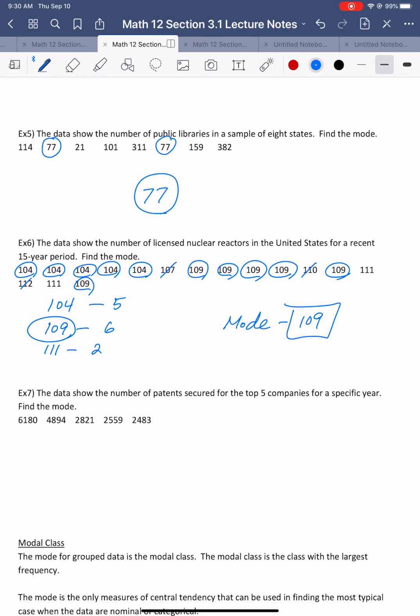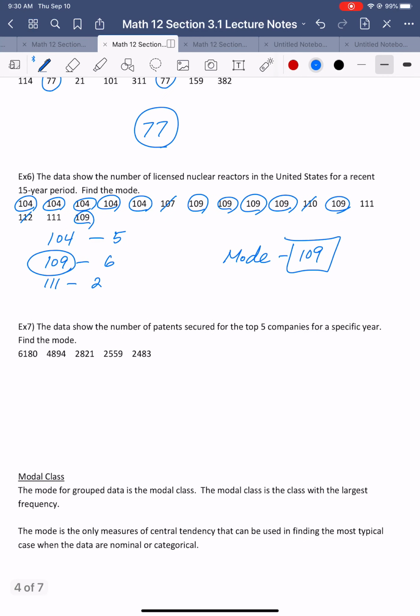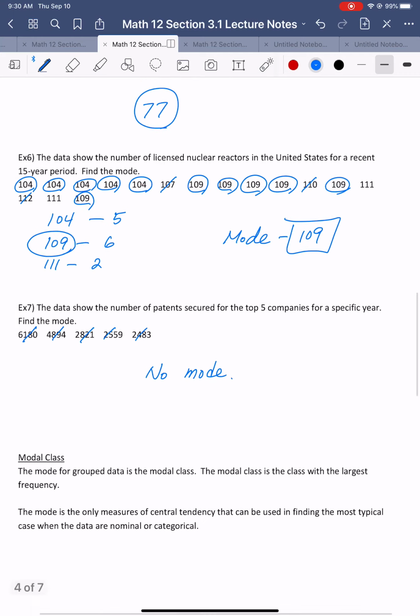All right, the data shows the number of patents secured for the top 5 companies for a specific year. Find the mode. And so when you check, the 6,180, I don't see the number again. That happens once. So there's no number that happens more than once, which means this is a case of no mode. So sometimes you have a no mode case too.